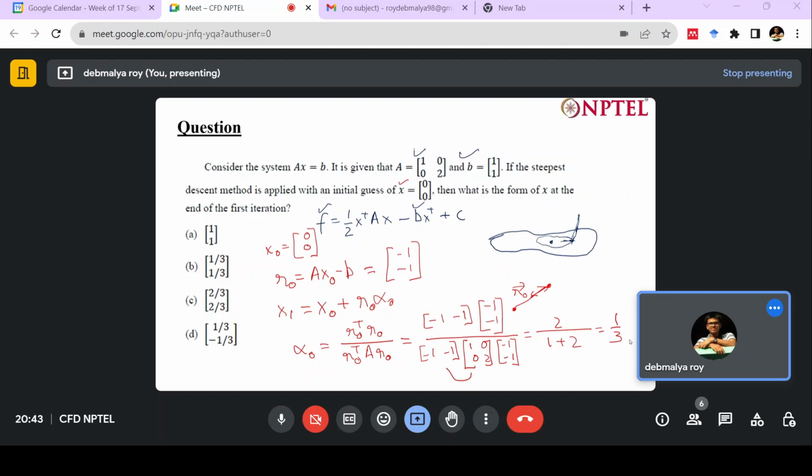Okay, so we got the value of alpha 0, we got the value of R0. We can calculate this. How much is this? X0 is 0, so we simply have to bother about this. So this is minus 1 by 3 minus 1.